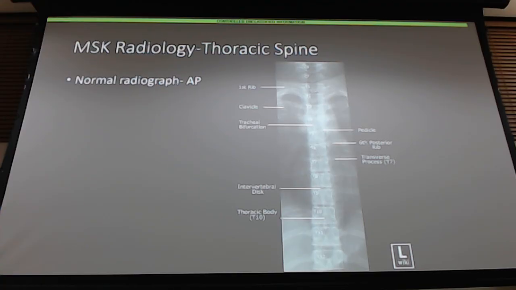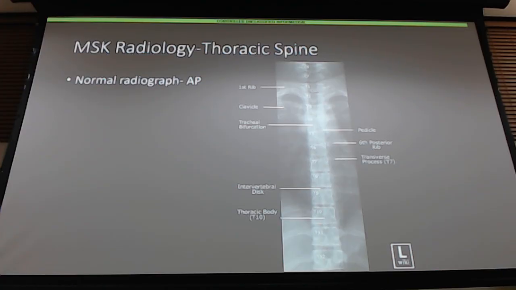So the first rib, can you also see the clavicle? Yes. And remember, this is a spine view, not a chest x-ray. So you won't be able to see the clavicle as it goes laterally and meets the acromion, correct? So you're just looking at the ribs themselves.